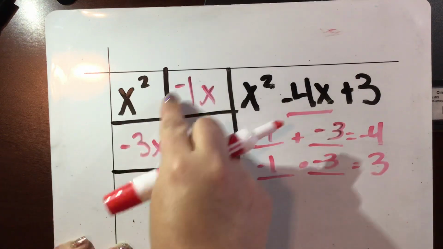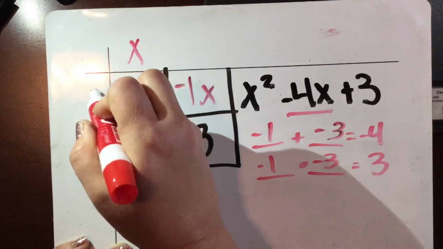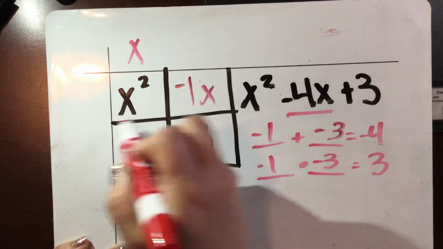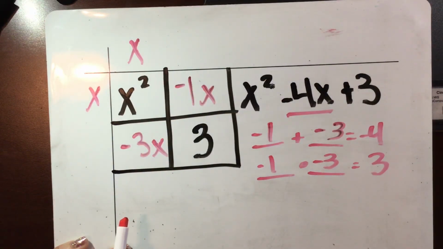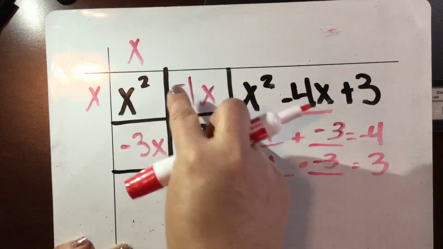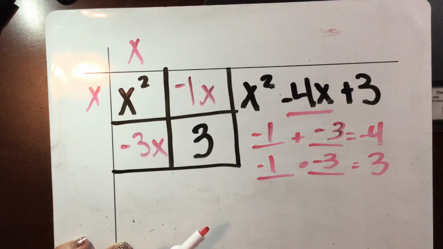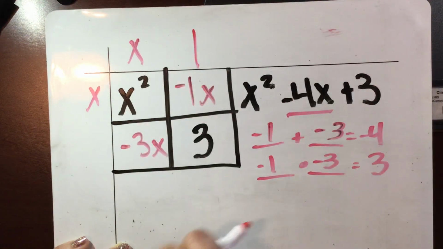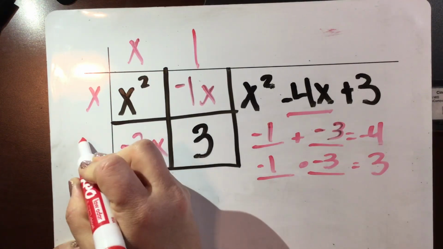So let's factor. Over here, I know the only way to get this is x times x. But I also know that it's the right answer because that's the greatest common factor between x squared and negative 3x. And also over here between x squared and negative 1x. Looking at this row, between negative 1 and 3, the greatest common factor is a 1. I'm not sure if it's negative or positive, but I'll figure that out in a second. And then on this side, between negative 3x and 3, the greatest common factor is 3.